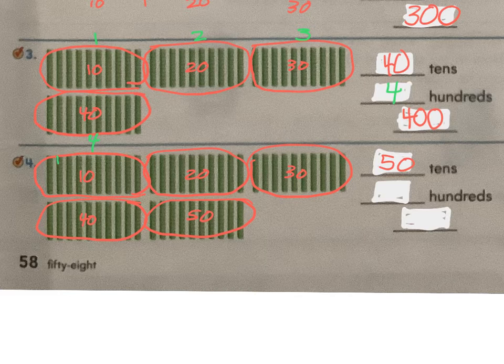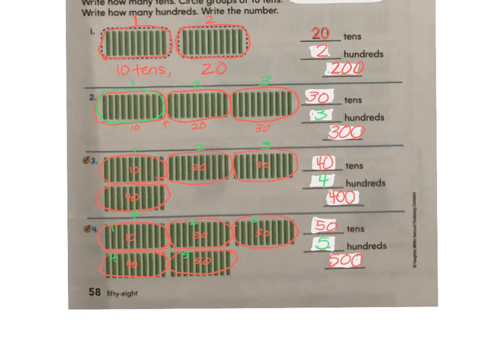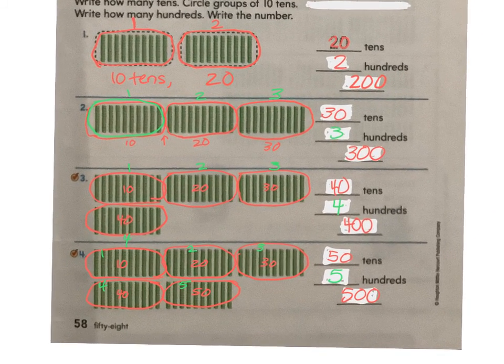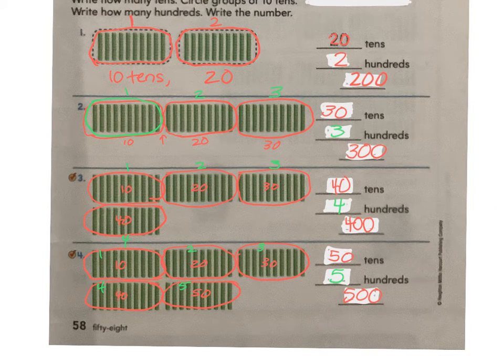So we have 100, 200s, 300s, 400s, 500 blocks, which written in standard form is the same thing as saying 500. So if you now look at this whole page, you can see that we went from 200 to 300 to 400 to 500. So we added a 100 block every time.